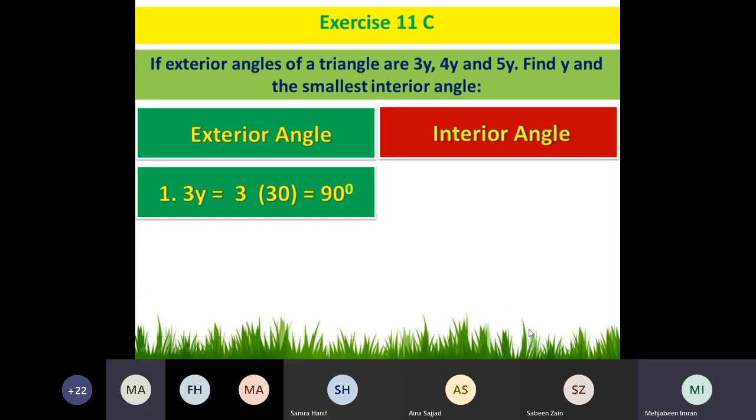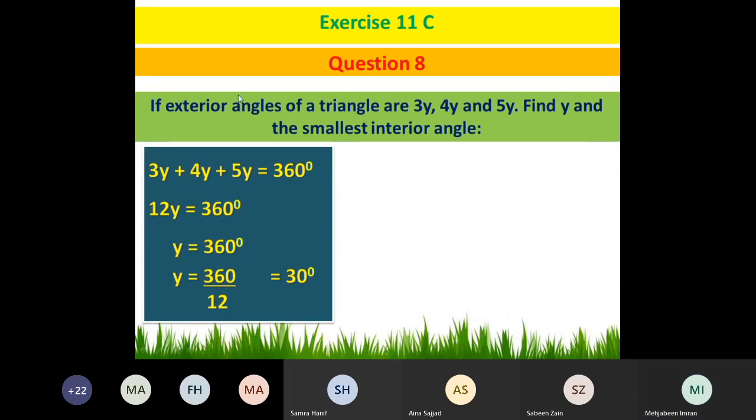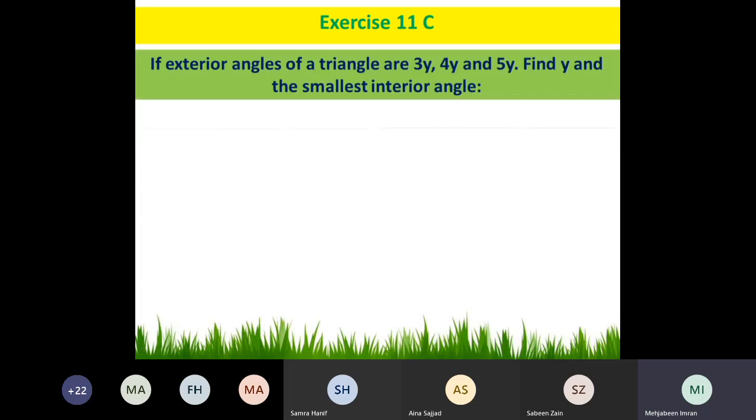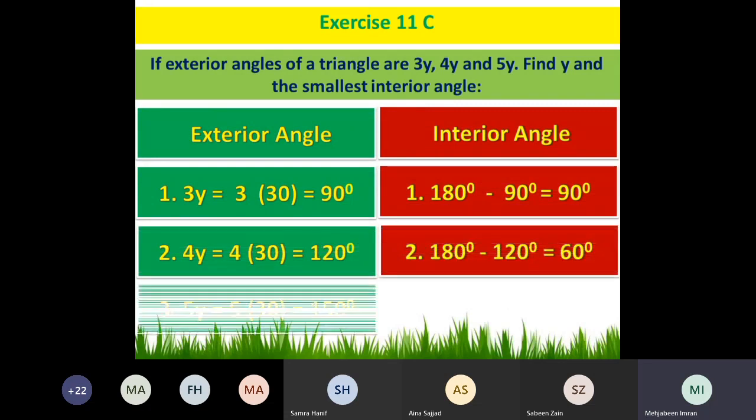Now, very quickly, I will go back to the question. The exterior angles of a triangle are 3y, 4y, 5y. When we add them up, it's 360 degrees. Add the like terms, then divide, and we get y. Then this is the shape we got, and we found all the exterior angles one by one: 3y, 3 multiplied by 30, 4y, 4 multiplied by 30, 5y, 5 multiplied by 30. To find their corresponding interior angles, we have to subtract each of them from 180 degrees.